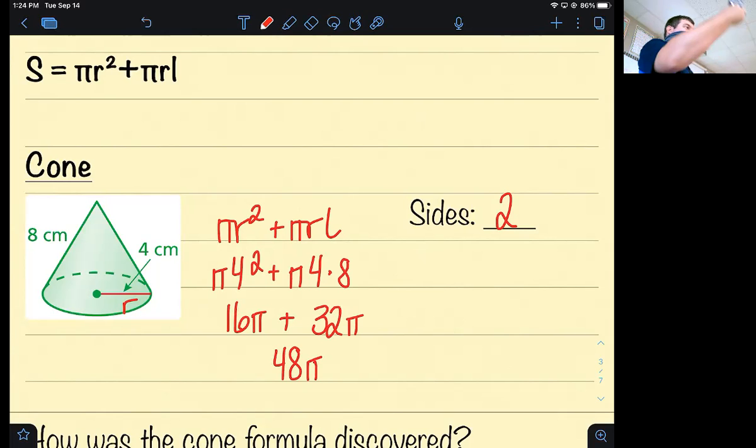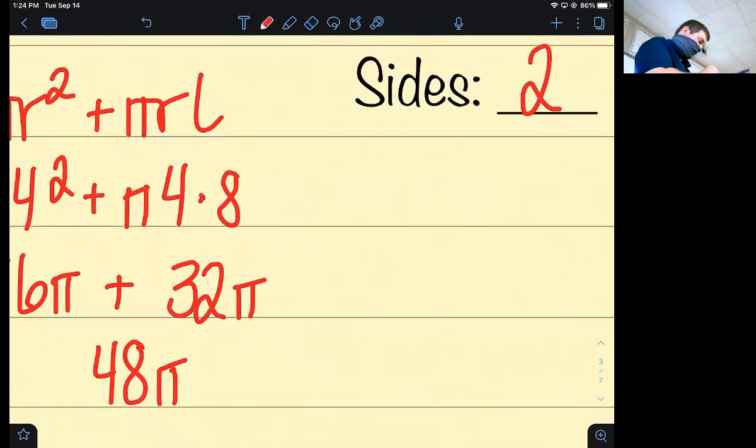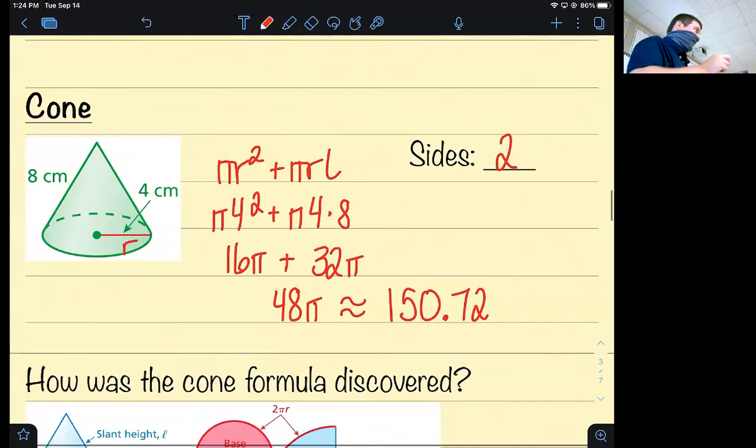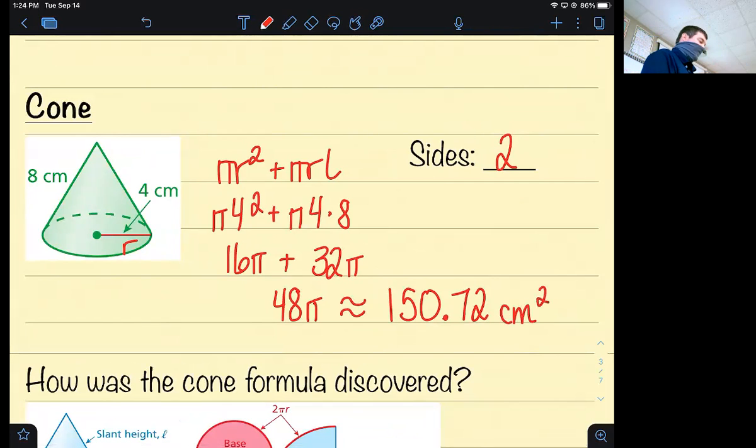Now I only have to go to my calculator 1 time, and all I have to type in is 48 times 3.14. Jace, what are you going to get for 48 times 3.14? 150.72. Okay. And what would I label it as? Centimeters squared. That's right.